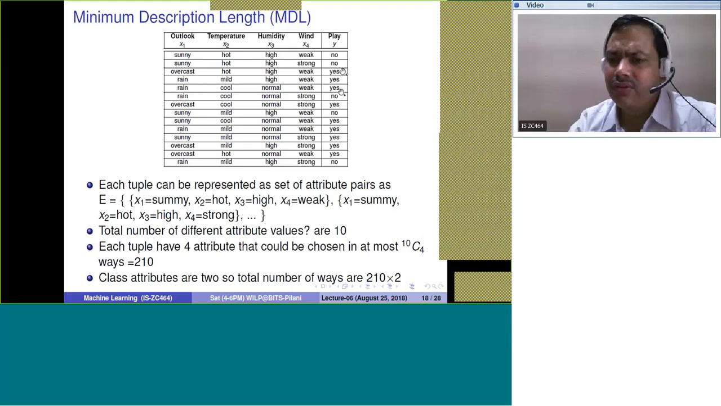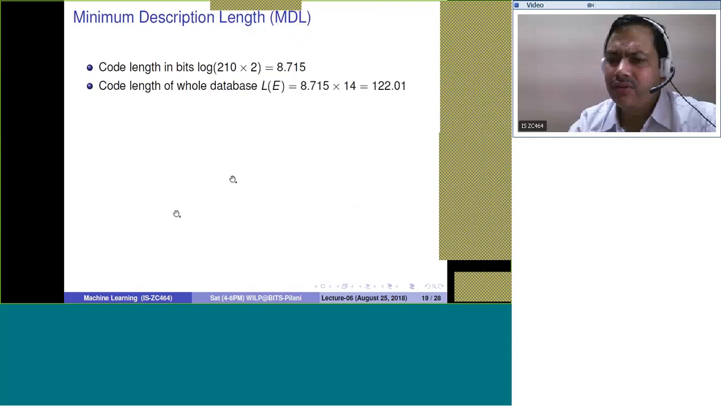And since the class could be yes or no, you put 2 ways over there. For one line you write yes, then for the same line you write no. So these are all the possible ways of having the data. So there are 210 multiplied by 2. So what is the code length of this particular data? What should be the length of the code for one?